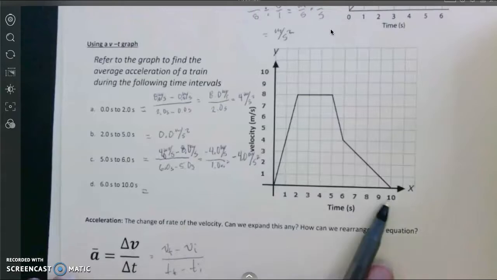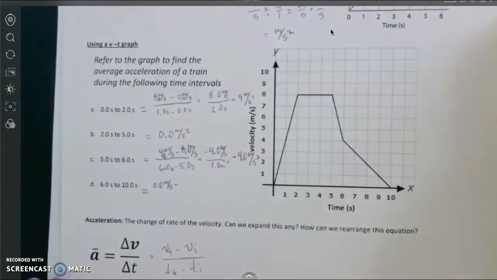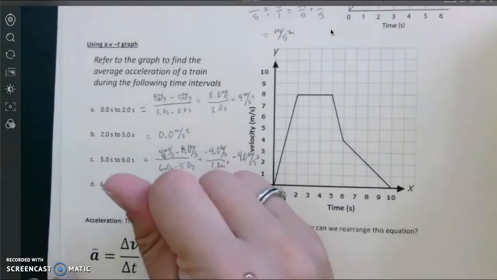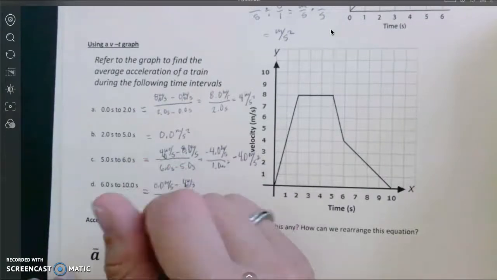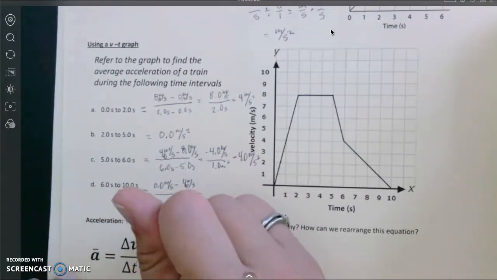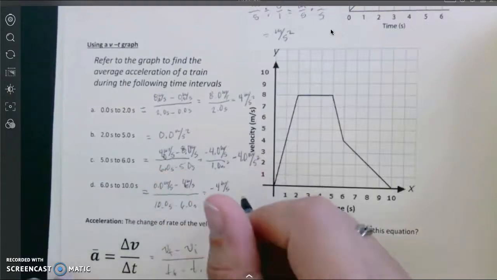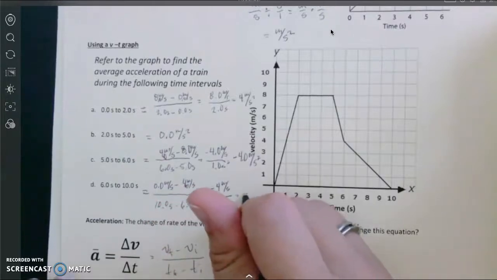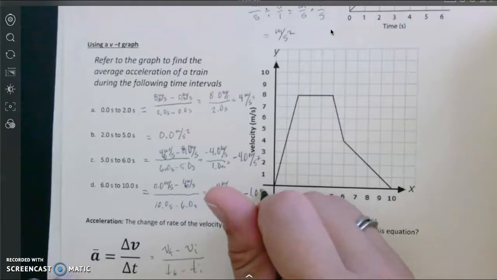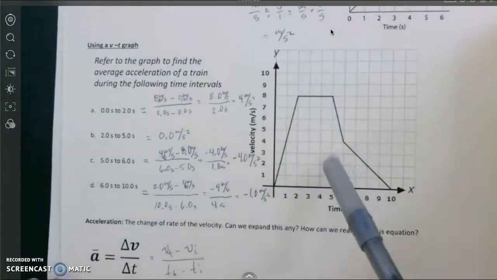Well, velocity final at 10 seconds is 0. My velocity initial at 6 seconds is 4. And then time final minus time initial. So it's a negative 4 meters per second divided by 4 seconds. So we have a negative 1 meter per second squared. Okay, so those are my average accelerations for those time intervals.